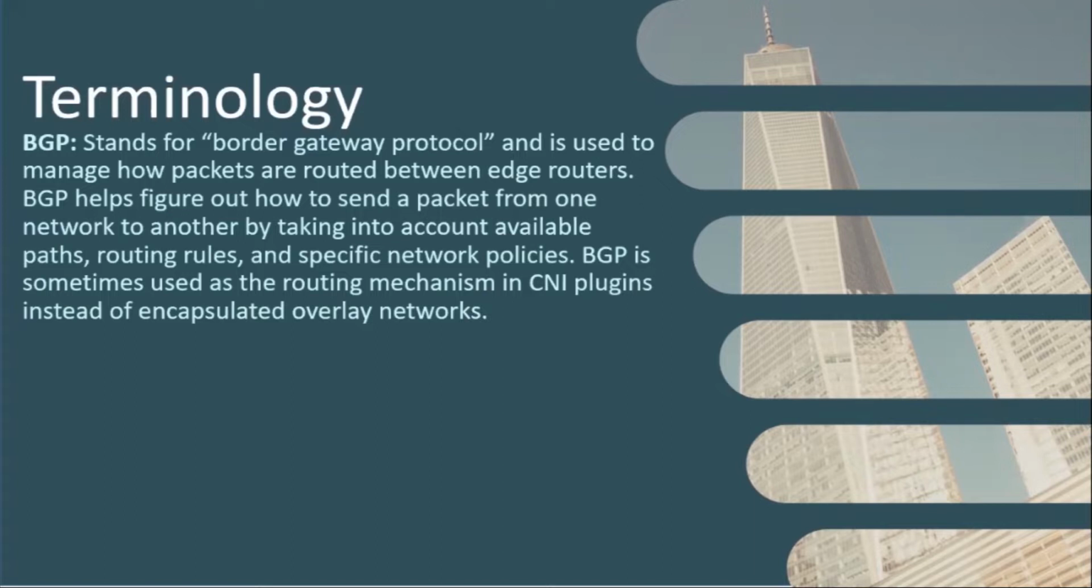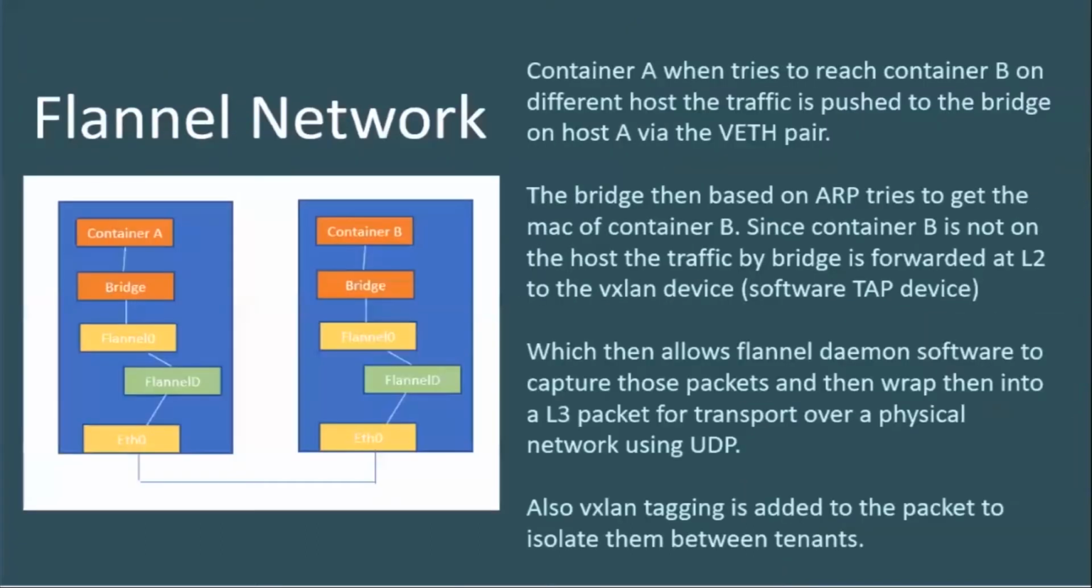The reason why I explained this terminology is that using these terms, I am going to explain some of the network providers of Kubernetes. Okay, so the first network provider I'm going to talk about here is called Flannel. Let's say I have a container A running on a Docker host 1 and I have a container B running on the Docker host 2.